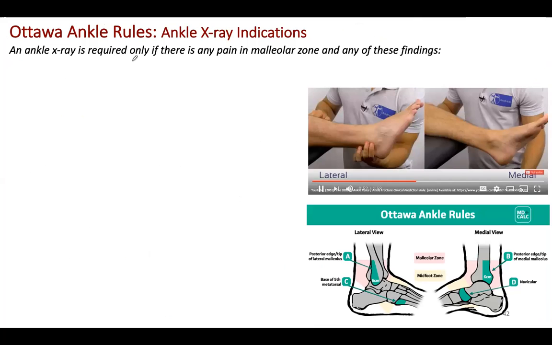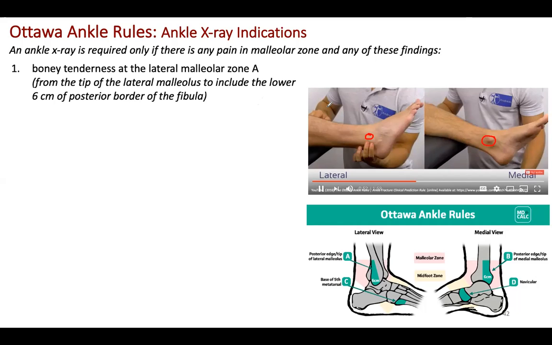So an ankle X-ray is required only if there is any pain in the malleolar zone. What are the malleoli? The malleoli are the bony projections at the lower end of the tibia, this is the medial malleolus, and the lower end of the fibula, here the lateral malleolus. Okay. So if there is pain in this malleolar zone, above or below the malleoli, and any one of the following findings. Bony tenderness at the lateral malleolar zone. What's the lateral malleolar zone? The lower 6 centimeters of the fibula.